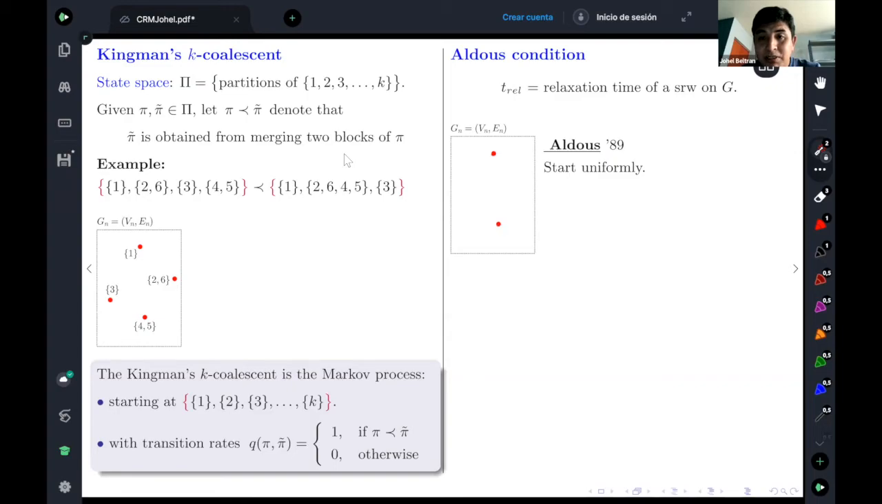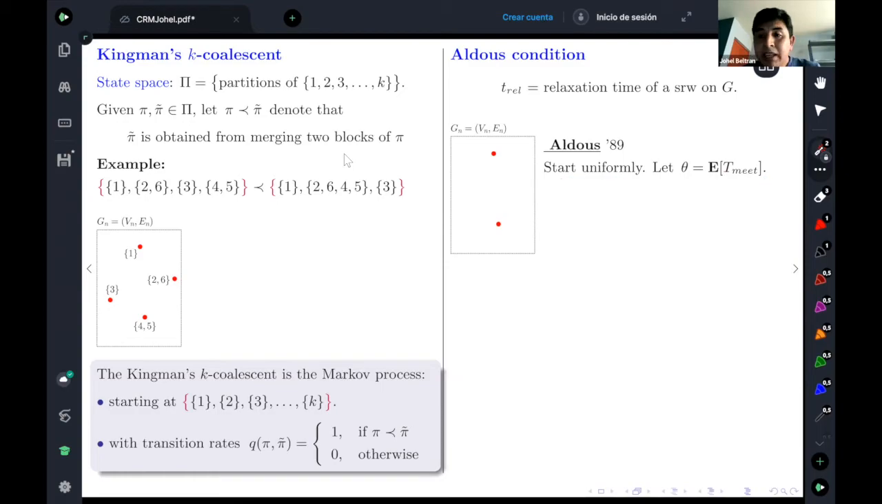He put these two particles uniformly on the graph, just as in our model for just two particles. And now he observed the meeting time of these two particles. Let me call theta the mean value of this meeting time. Recall that they are starting uniformly on the graph.